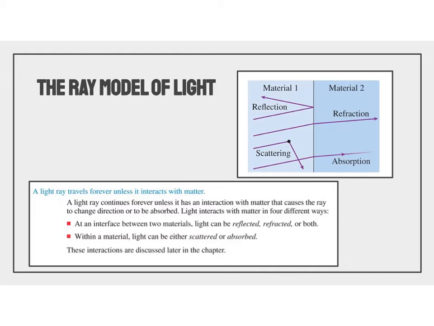Now, when light is traveling, a multitude of things can happen. We're going to talk about 4 different things that can happen. The first one is light can reflect. If you think about a mirror, the light ray travels into the mirror and it bounces off. And that'll get us to a key thing called the law of reflection.